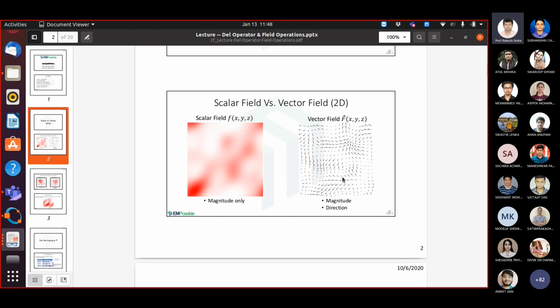So please note that over the surface, at different points, it has a different direction. For example, if you have a positive charge, the electric field created due to the charge always points outwards from the charge. So that is the direction.